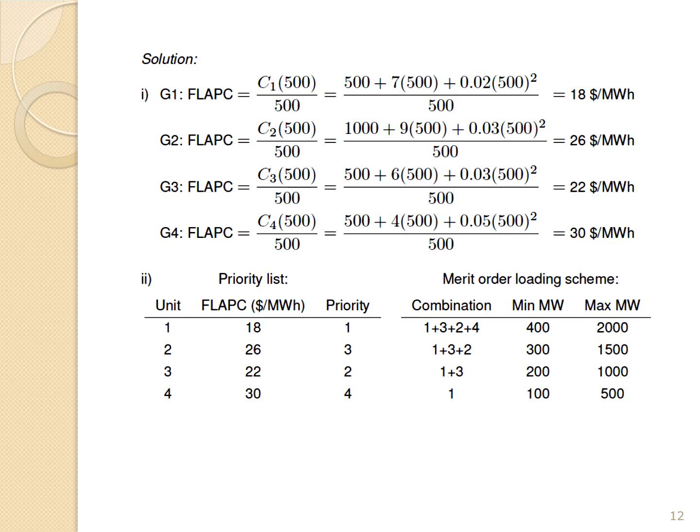For unit number 1, 2, 3, 4, we have written the full load production average cost in dollars per megawatt hour. For unit number 1 it is 18, for unit number 2 it is 26, unit number 3 is 22, and unit number 4 is 30.